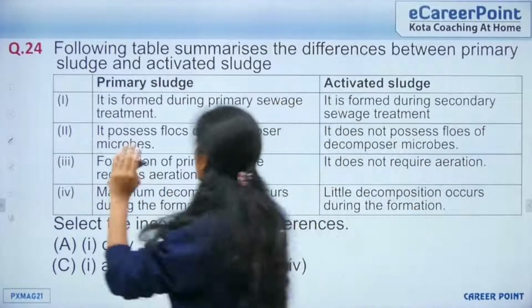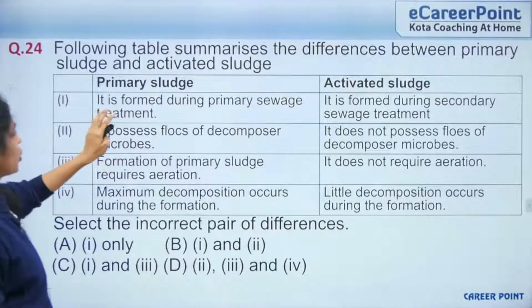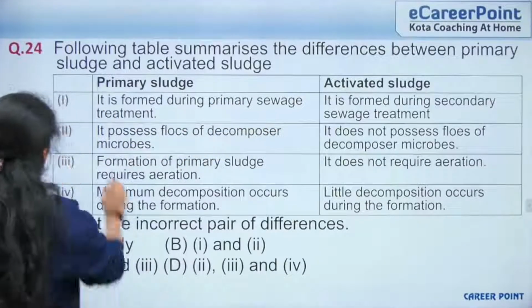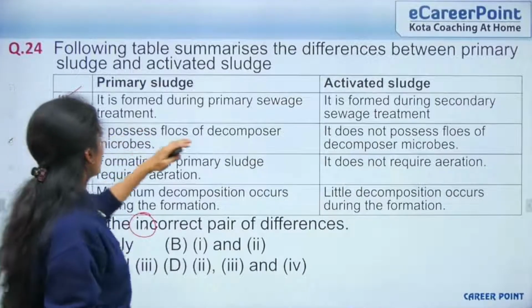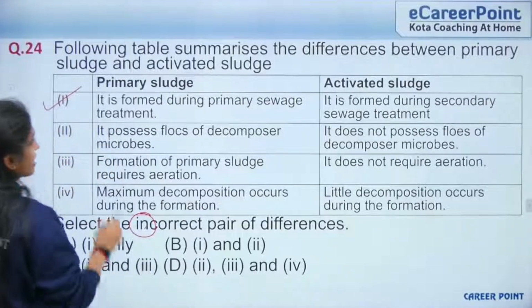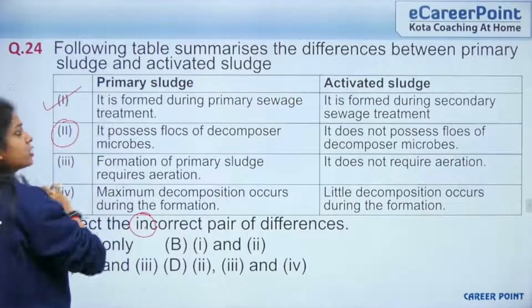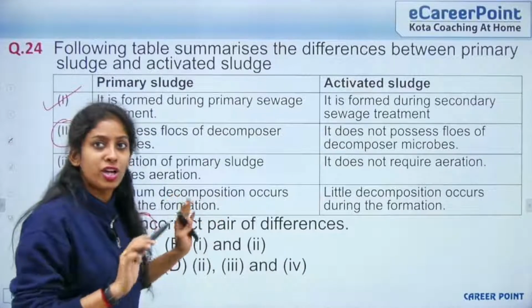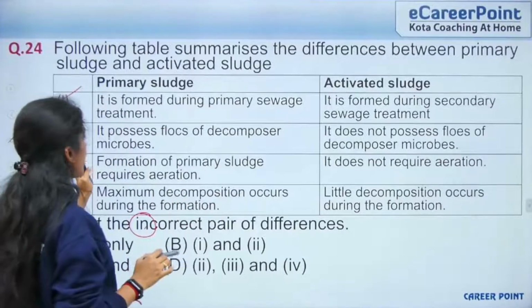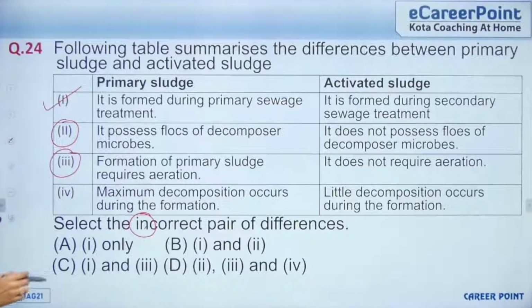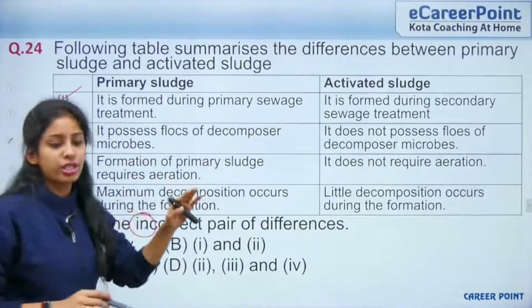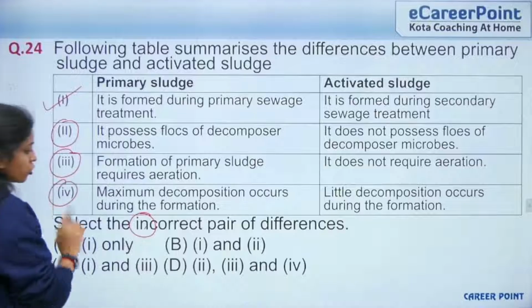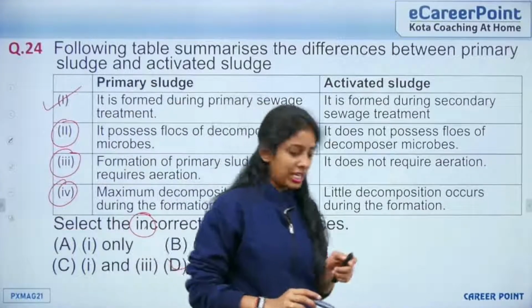Okay. So primary sludge is formed during the primary sewage treatment. It is formed during the secondary sewage treatment, right? But we have to find the incorrect pair. It possesses flocks of decomposer microorganisms. This is wrong. Primary sludge does not contain flocks. Formation of primary sludge requires aeration. No. So 2 and 3 are wrong. Okay, so we haven't read the fourth one also. Maximum decomposition occurs during the formation, so that is also wrong. So 2, 3 and 4 are incorrect matches.